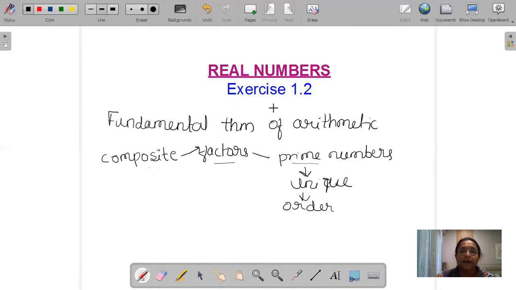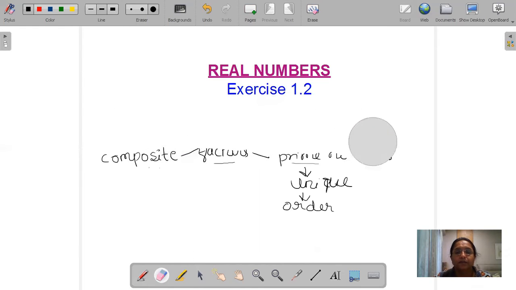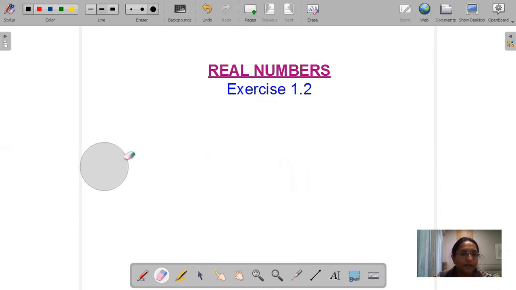Let us consider exercise 1.2. Before starting the exercise, just open your textbook and see the questions there. So let us take the first question. It says: express each number as a product of its prime factors.